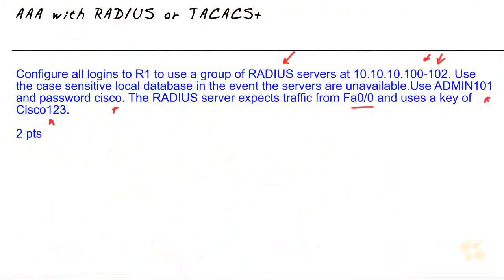So let me kind of sanity check things against my particular task here. I think I'm getting pretty close. And again, I would be doing this via my written check sheet. The server expects traffic from FastEthernet 0/0. We took care of that. The key of uppercase C-I-S-C-O-1-2-3. We took care of that when we defined these three servers.